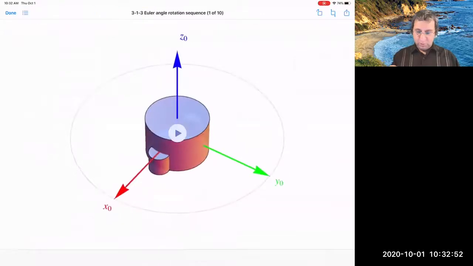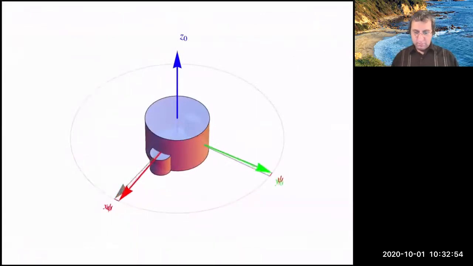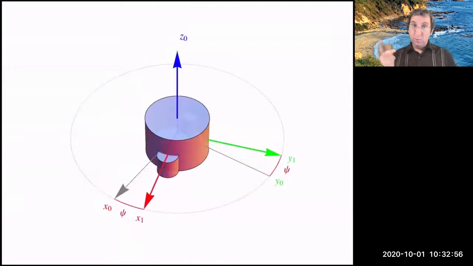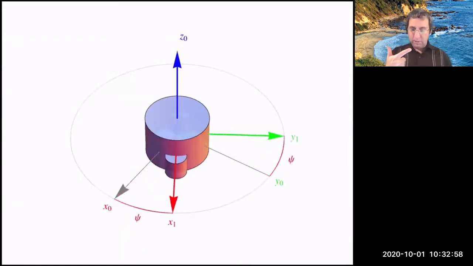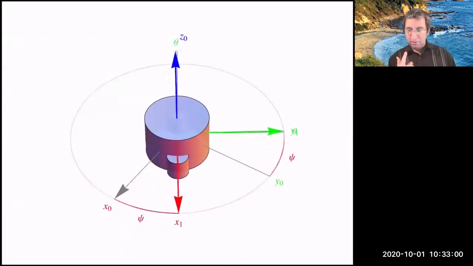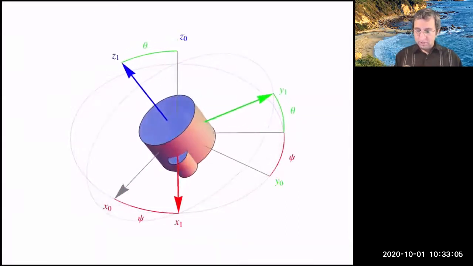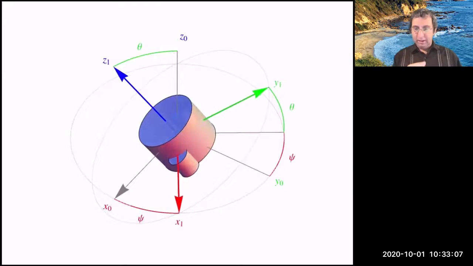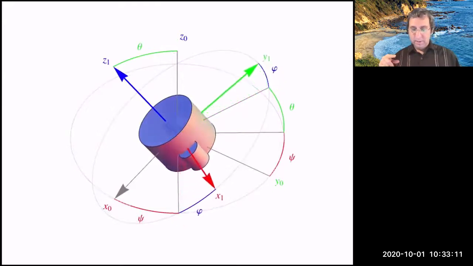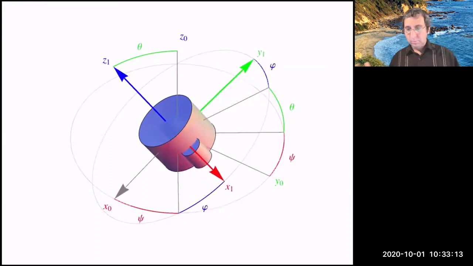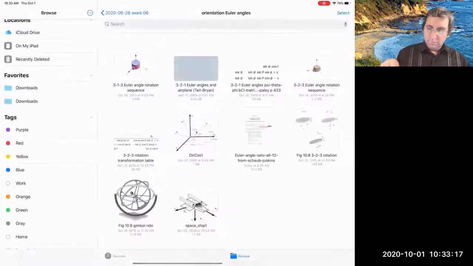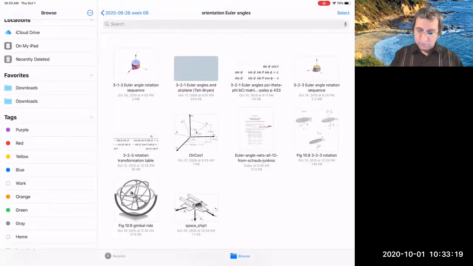What if we did 3, 1, 3? So first a rotation about the number 3. And now instead of number 2, we choose this number 1 direction, the x direction. And then finally, we do another rotation about the number 3 direction. Okay, so that's the 3, 2, 3 and 3, 1, 3.